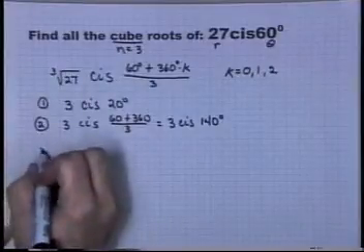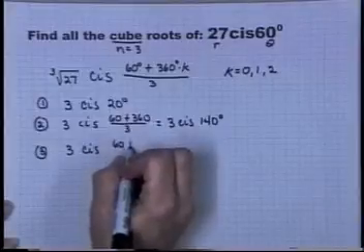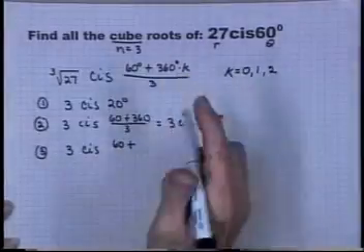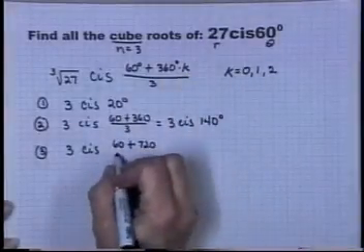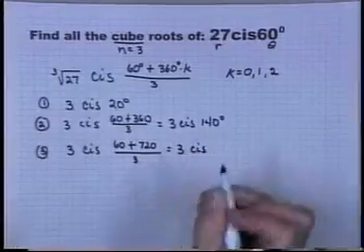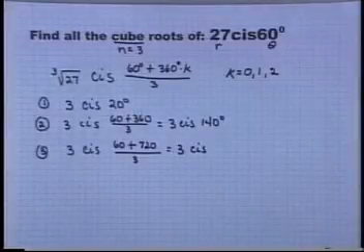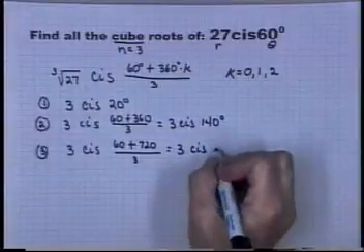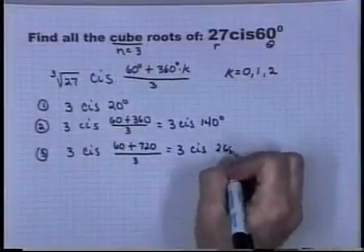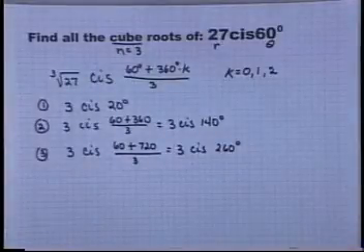Okay, for my third cube root, I've got my 3 cis 60 plus, now I'm letting k be 2. 2 times 360 is 720. Still dividing by 3. So I've got 3 cis. Well, let's see. 60 plus 720 is 780, divided by 3 is 260 degrees. Okay? So is everybody with me here?